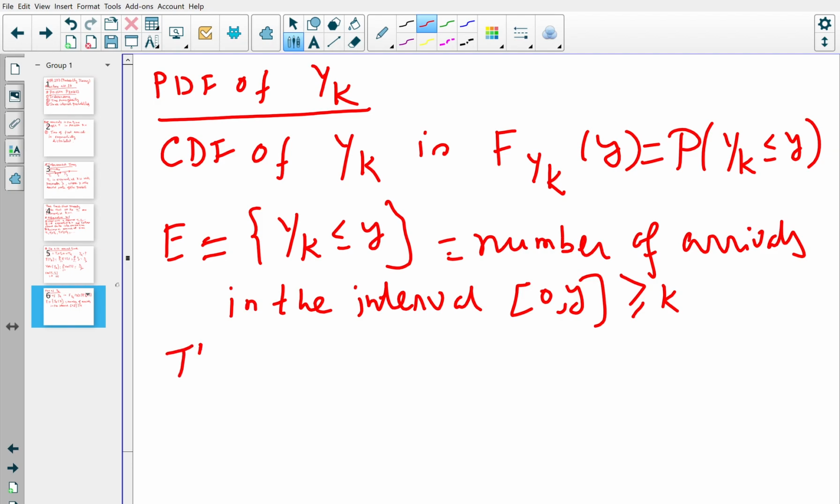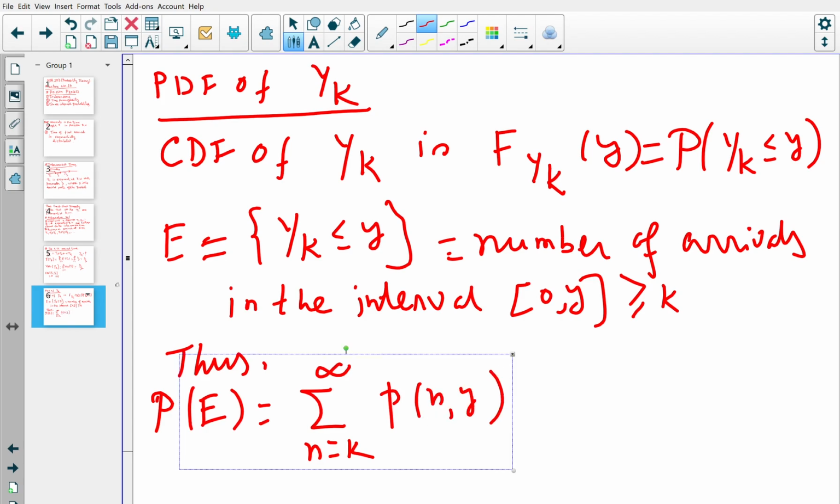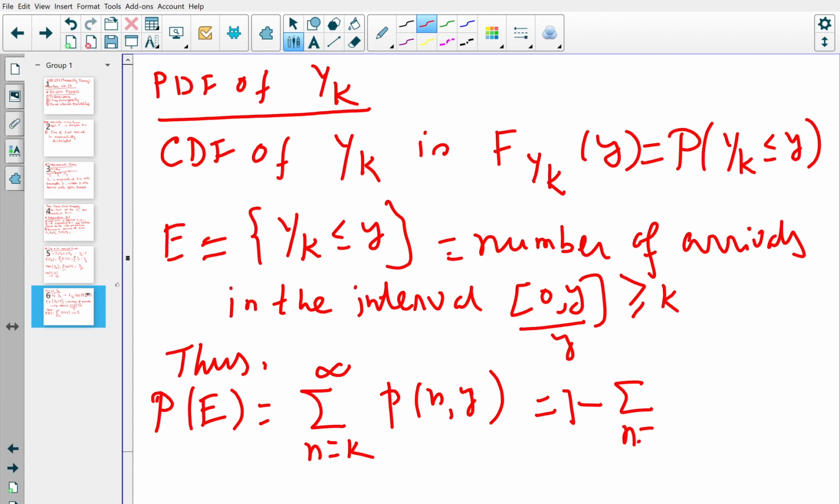So thus the probability of E is nothing but the probability that n is equal to k to infinity of p_y(n), right? Now recall that p_y(n) is the probability that n many arrivals are there in the time interval, where the length of the interval is y. So in a time interval of length y, what is the probability that there are n many arrivals? Now n has to be at least k, so k, k plus 1 and so on, and this is the same as 1 minus the probability of n equal to 0 to k minus 1. Okay, is that clear?